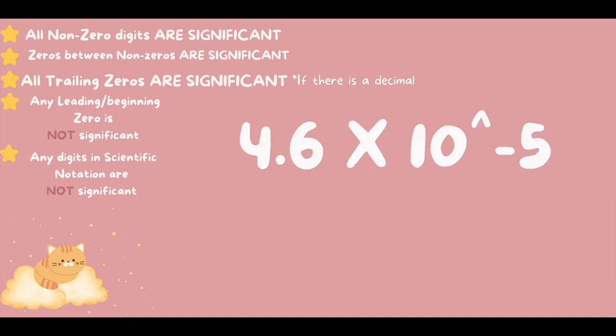Alrighty, next we have 4.6 times 10 to the negative 5th power. How many significant figures do we have here? No significant figures. Correct. Yeah, there's no sig figs in any scientific notation number.